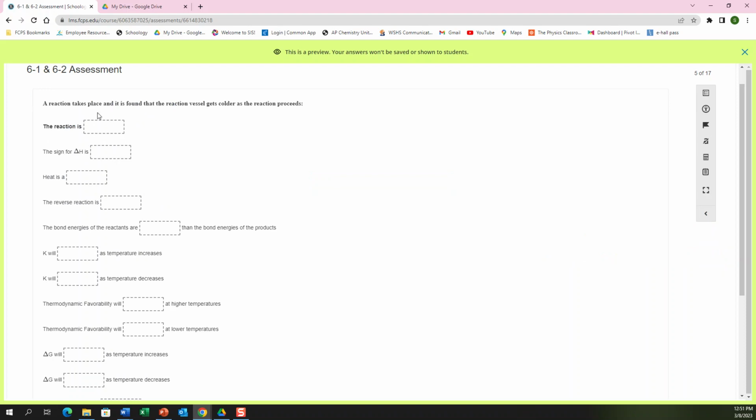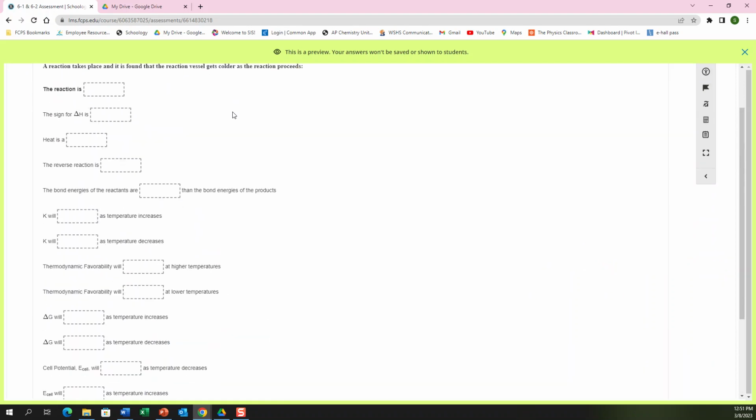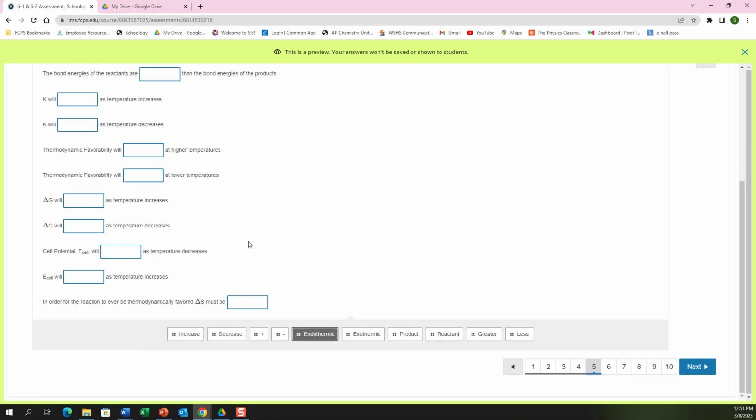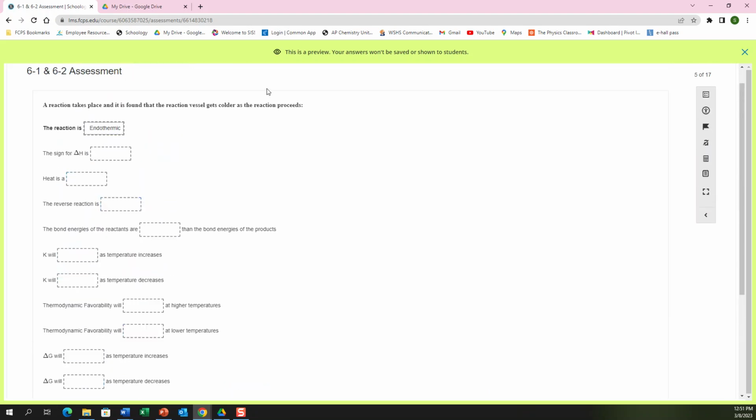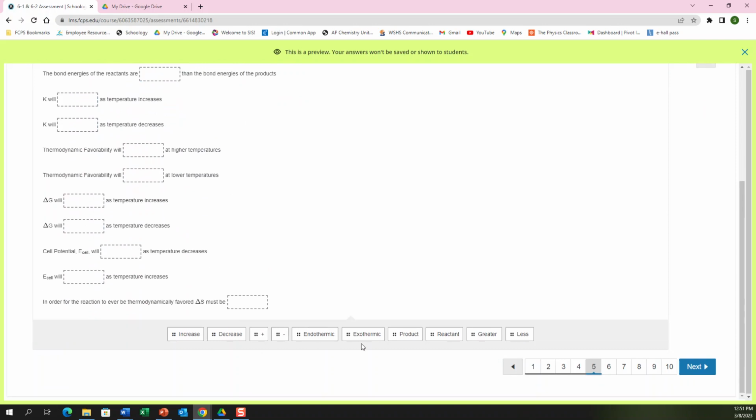All right, a reaction takes place and it is found that the reaction vessel gets colder. So that means endothermic, right? Okay, so we know it's endothermic, so that means positive delta H. All right, the reaction's endothermic, so let me put that here, right? Delta H is positive. Where is positive?